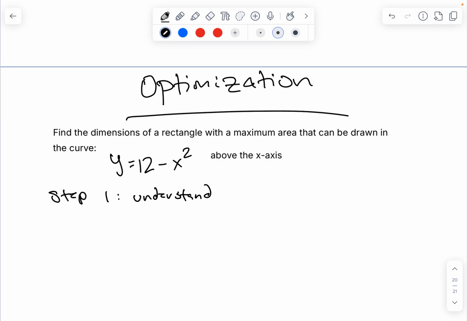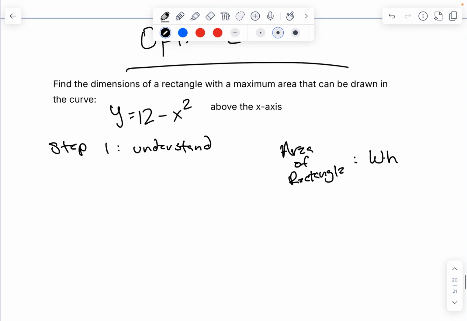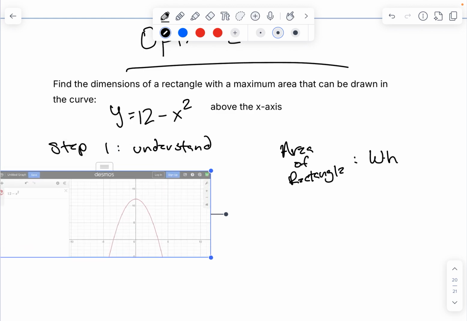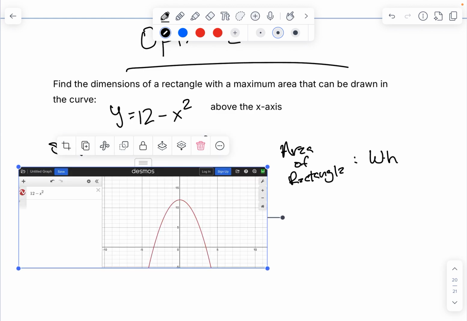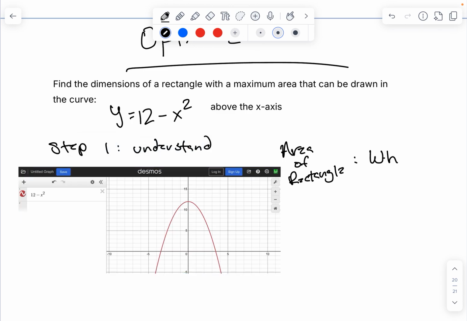Finding the area of a rectangle, we know that area of a rectangle is just width times height, or length times width. Now, let's draw out this curve. I went ahead and went to Desmos and took a little screenshot of what that curve is. Please don't make fun of me not being logged in. I actually don't have an account in Desmos, but whatever.